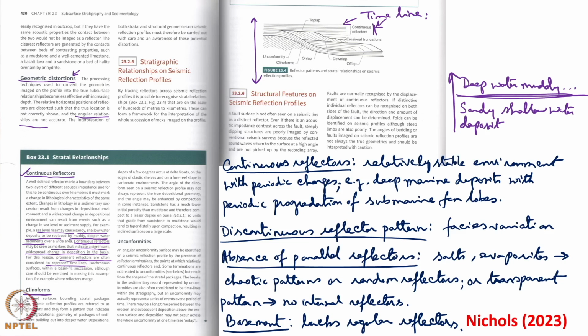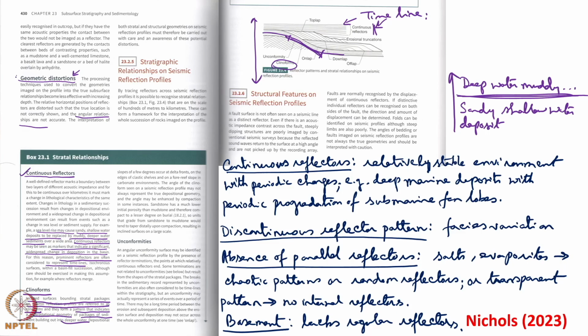What are clinoforms? Inclined surfaces bounding stratal packages in seismic reflection profiles are referred to as clinoforms. It is here and they are inclined. They form a pattern that indicates a progradational geometry of packages of sediment building out into the deeper water.